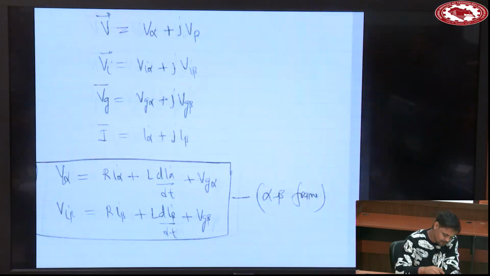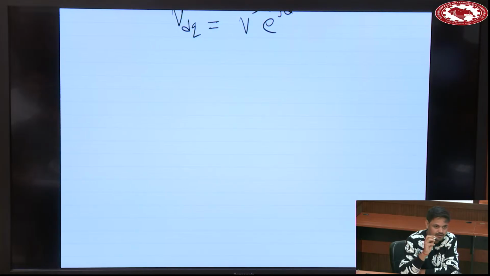There is one more concept we have gone through. Whatever we are covering, I am writing, it is covered in the previous class. You just need to be reminded. This vector V dq was V vector times the rotation factor e to the power minus j theta. Theta is the angle of the reference frame.